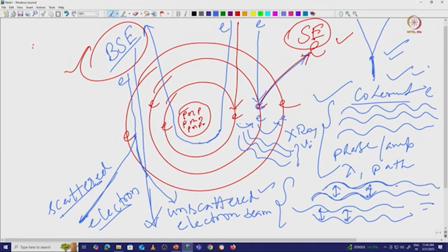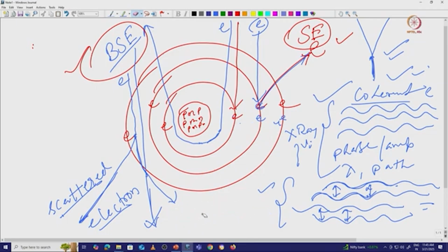Now what happened to this kind of electron where there is a direct interaction and it replaced this electron from here to here, or this electron is completely kicked out from this atom, and then we are getting the secondary electron. But what happened to this incident electron? Okay, so this incident electron, we want to draw that incident electron here. So we will erase this part and then we will see.